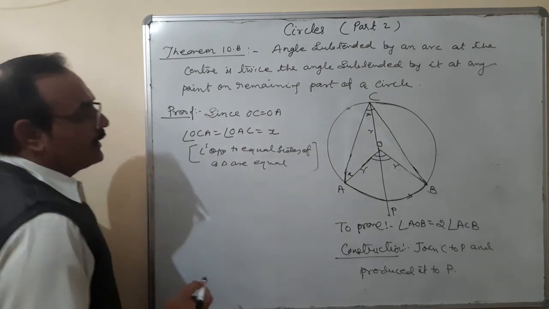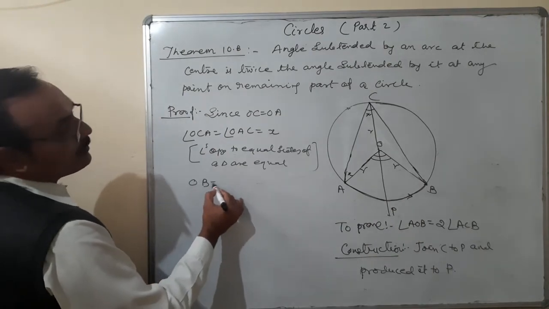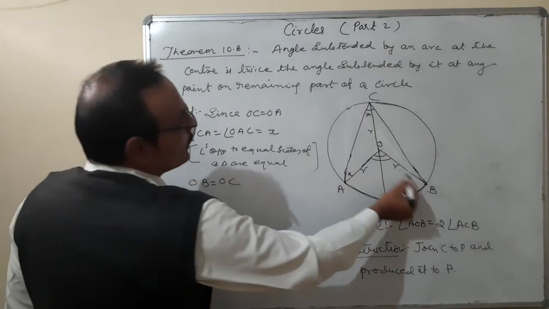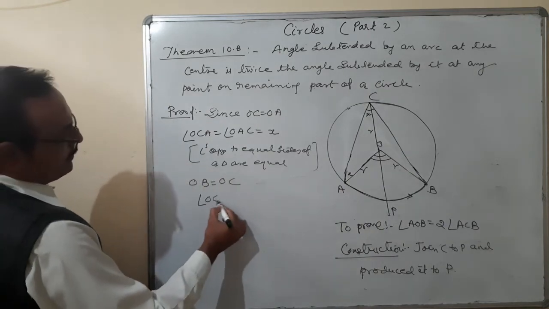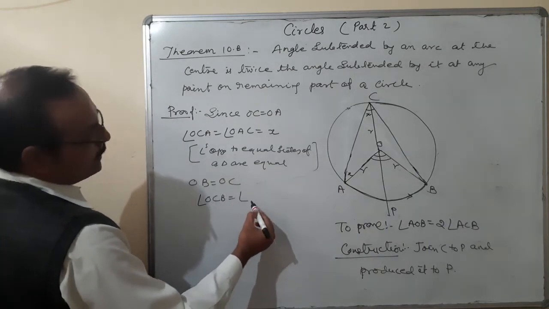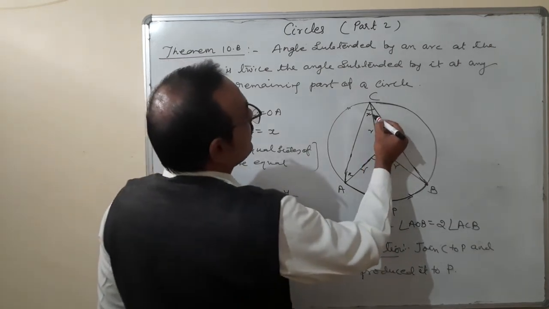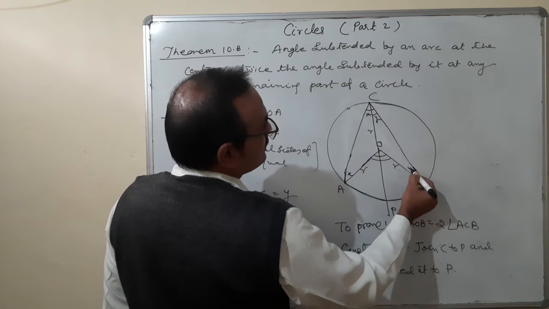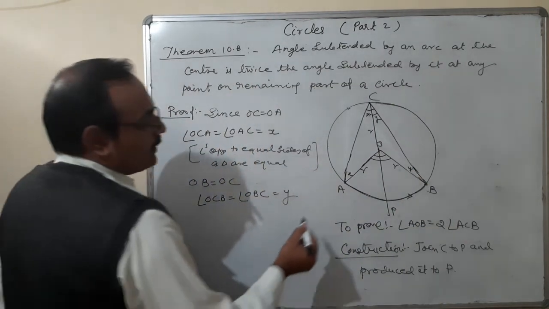Okay. And similarly, OB is equal to OC, radii. Therefore, angle OCB is equal to angle OBC, equal to, suppose, y. So this angle I have taken as y. Got it? Now what happens?